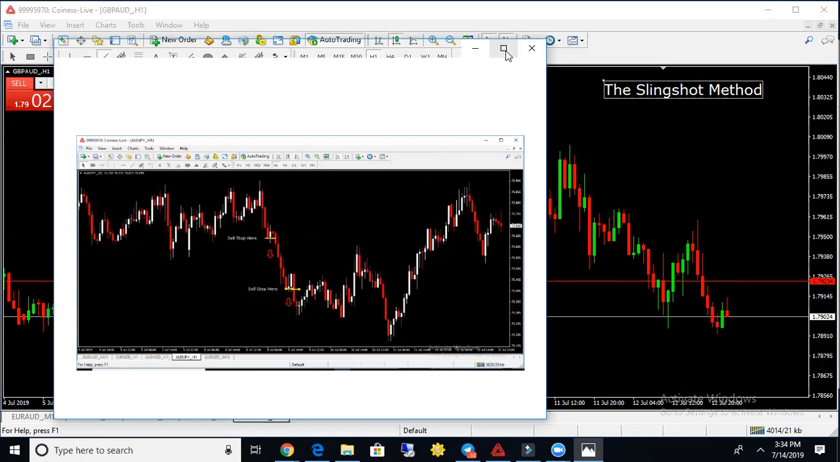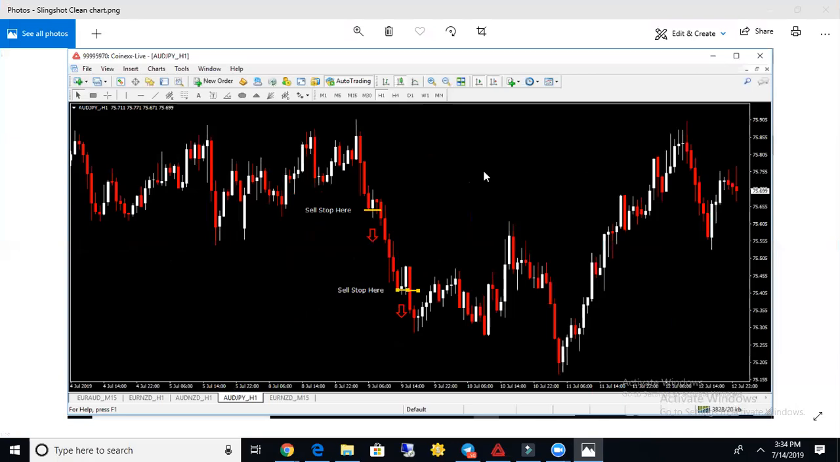All right. So here's the chart, IJPY. Okay, we're looking at the hour chart. I like to set up on the 1 hour. You can try it on the 15, but focus on the 1 hour for now.